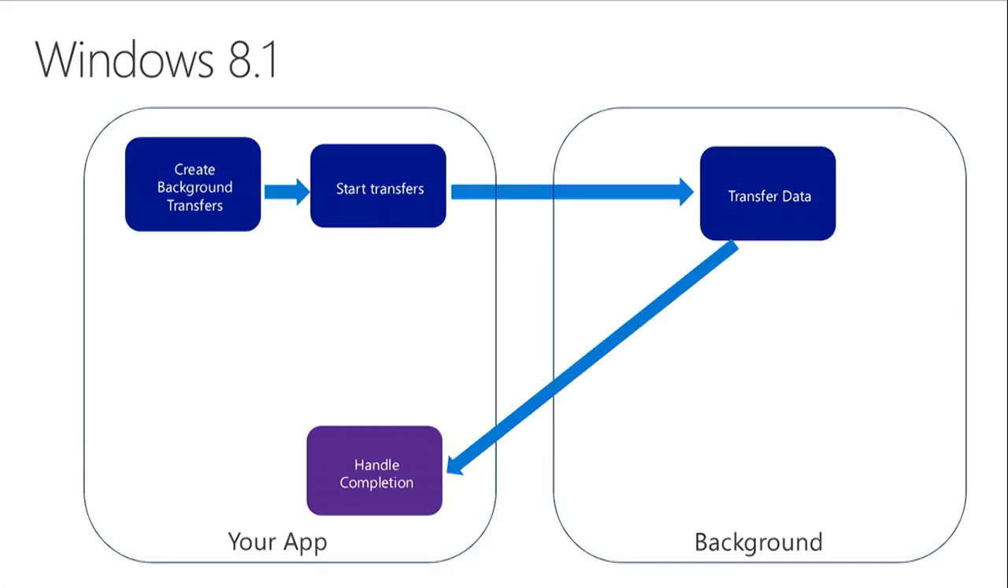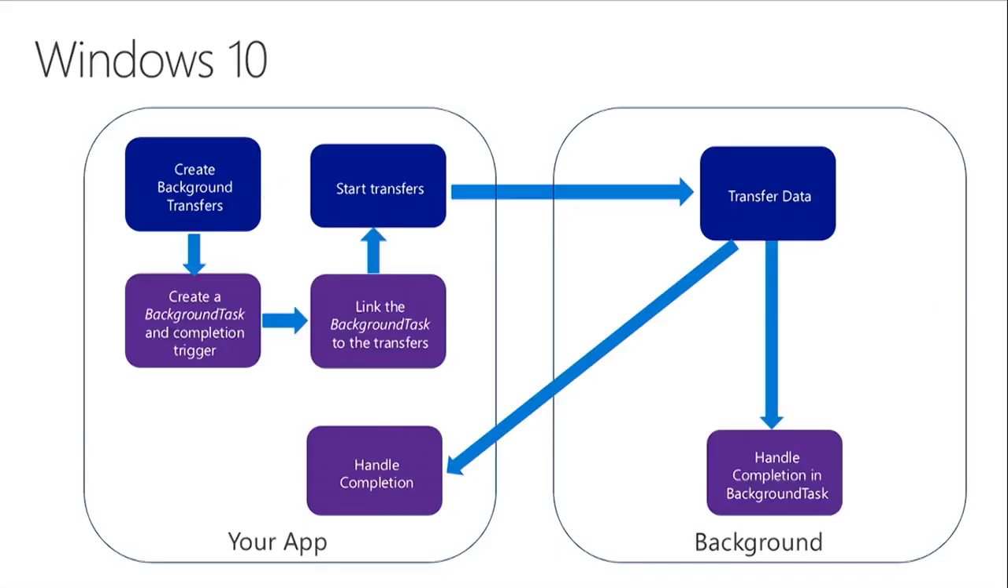Right? Now, in Windows 10, using three additional steps, you can add support for background post-processing. The first step is, after you create the background transfers, you can create a background task and a completion trigger, and then link the background task and the completion trigger to the transfer before starting the transfers. So in that case, after the transfer is complete, the OS will take care of launching your completion handler task at the end of the transfer in the background, and you also have an option to handle the completion in the foreground if your app is running. So that's pretty powerful. Now let's look at each of these three steps in a little bit more detail with code samples and how you do that.